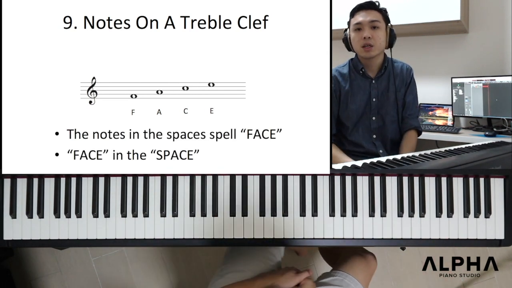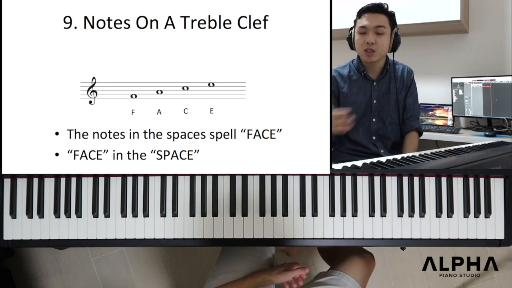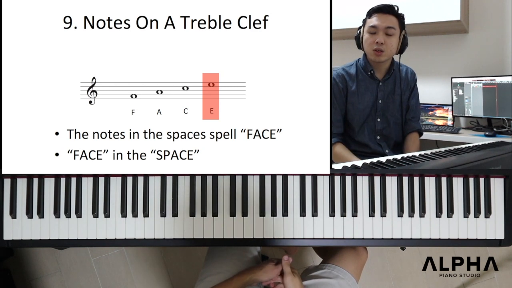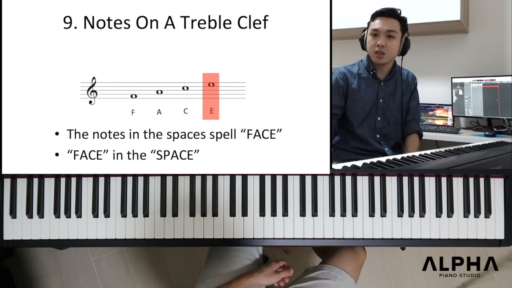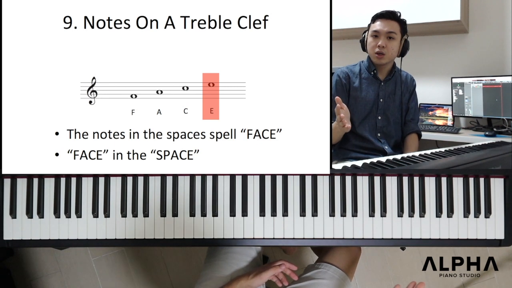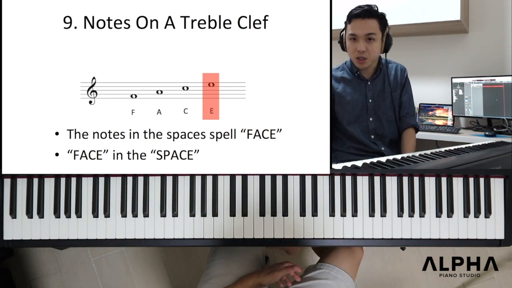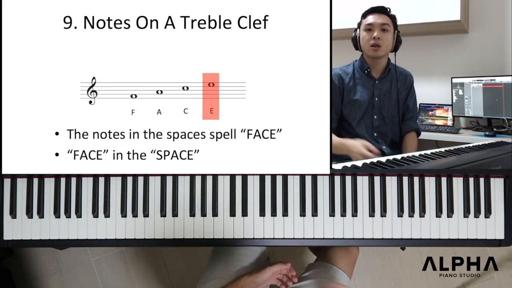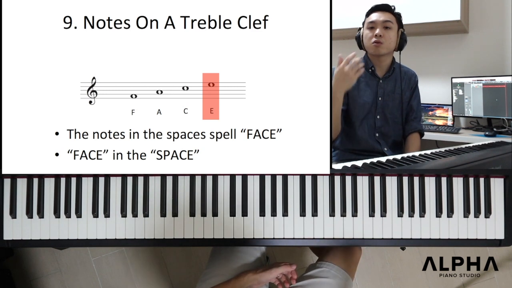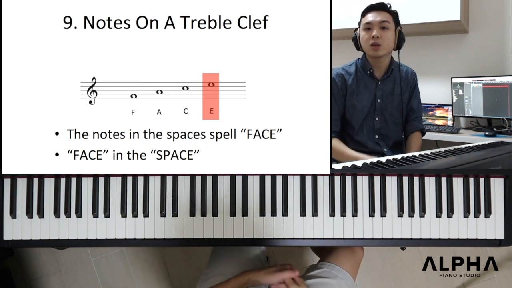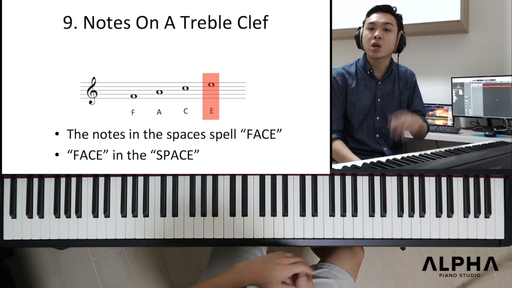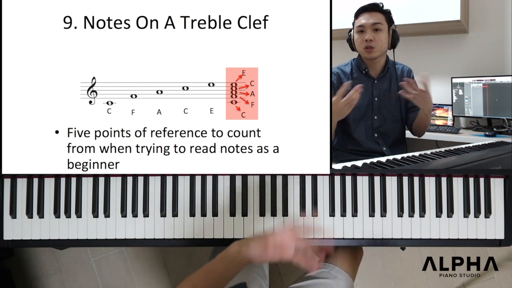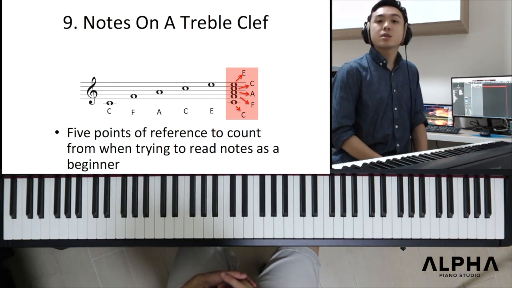Now take a look at this. These are the notes in the spaces, in space 1, space 2, space 3, space 4. And they happen to spell out the notes F, A, C, E, face. So all you have to remember is to remember face in the space. The notes in the spaces spell out the word F, A, C, E. So this should give you more points of reference to count from as a beginner, rather than counting from C every single time. So now you got 5 points of reference where you can count from to figure out whatever note you're trying to figure out. So now let's practice some note reading.